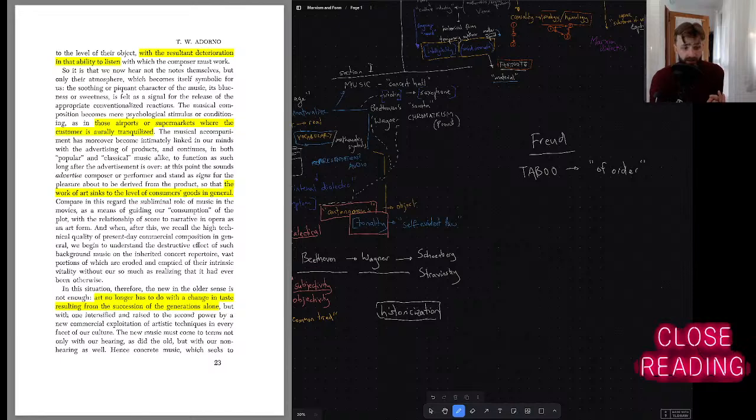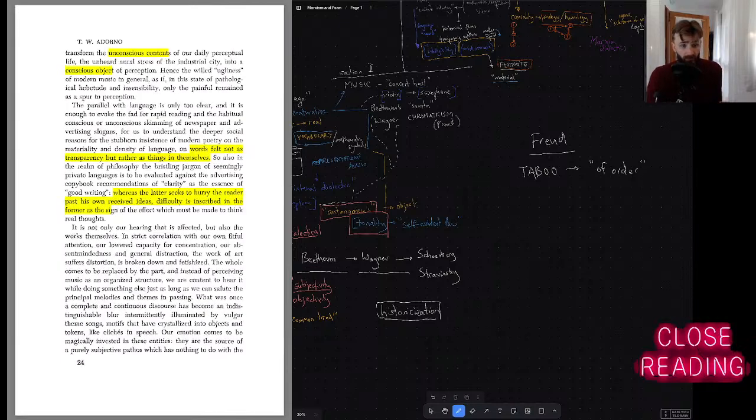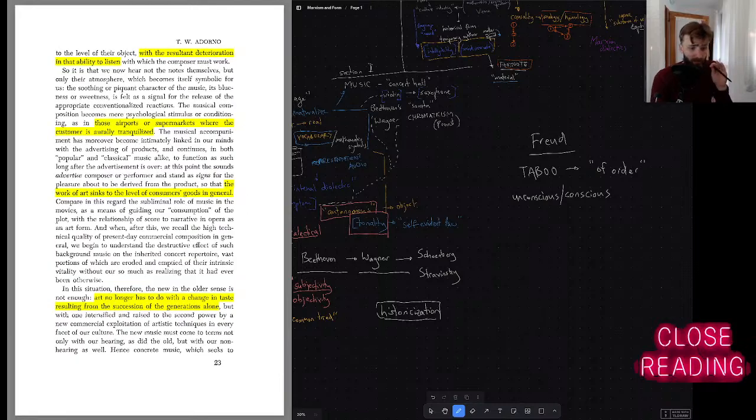Okay, the next set of language that I want to talk about here is this dimension between the unconscious and the conscious that we're seeing at work at the top of this page. Here, Jameson is talking about concrete music and art. Art no longer had to do with a change in taste, this is the bottom of the page, resulting from the succession of generations alone, but to do with the commercial exploitation of artistic techniques as well.